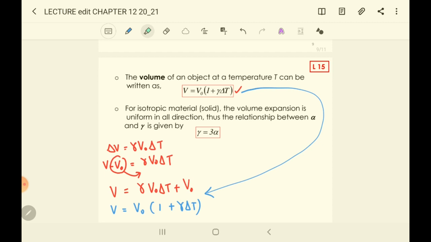Same goes for the area expansion. For an isotropic material, the volume expansion is uniform in all directions. Thus, we can write the relationship between alpha and gamma, where gamma, the coefficient of volume expansion, is triple the coefficient of linear expansion. Remember, beta, the coefficient of area expansion, is twice the coefficient of linear expansion. This is very important because we will use these equations to solve problems in this subtopic.